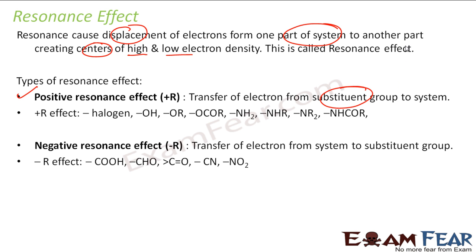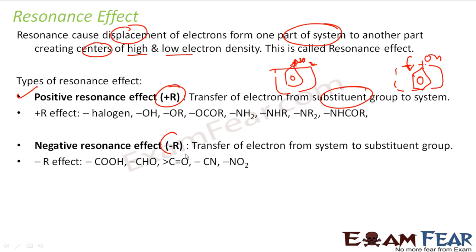Here again, as I told in the inductive effect, think of the system first. For example, here I have OH minus. So in this system, this OH minus is adding electrons, right? So it will be plus R effect. Now if I take NO2, in this system, this substituent NO2 is going to pull electrons, right? So this will subtract electrons from the system, so it will have minus R. Correct? So think always from the system perspective. In the system, if a substituent group adds electrons, it is plus R. In the system, if a substituent group subtracts electrons, it is minus R.